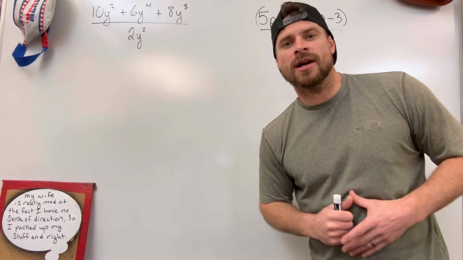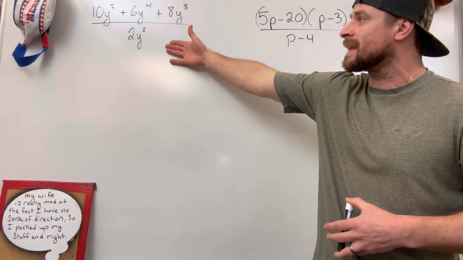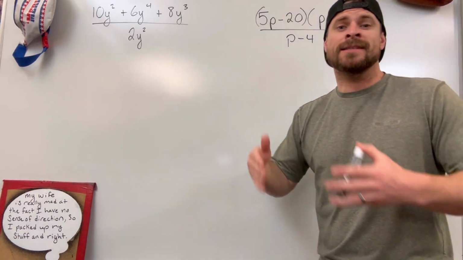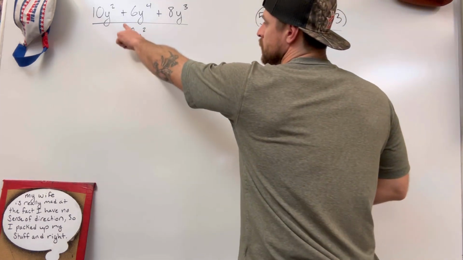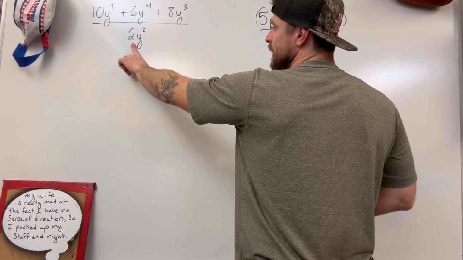If you're at that stage of your algebra careers where you're being expected to divide polynomials, you're going to have problems that look like this, and problems that look like this. These two problems are very different, especially with how you would go about simplifying them. In this first one, I noticed the denominator is just one singular term, 2y squared.